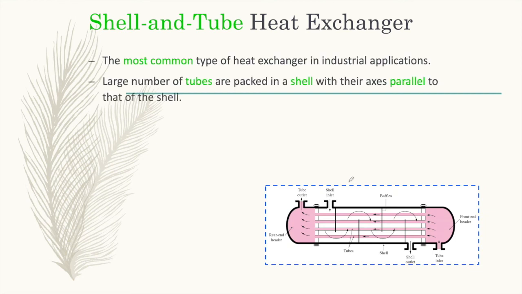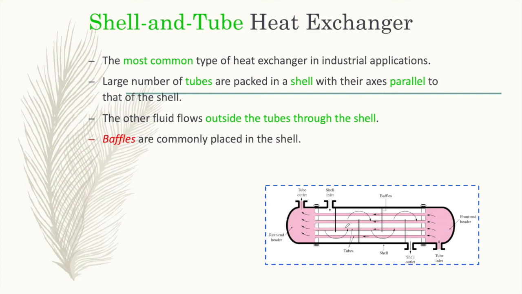So for the shell and tube heat exchanger, this is the most commonly used in industrial application. A large number of tubes are packed in the shell with their axis parallel to that of the shell. So this is the arrangement of the tubes. So we have tubes inside, and this is the tube side, and then we have the shell side where the fluid flows in the shell of this heat exchanger.